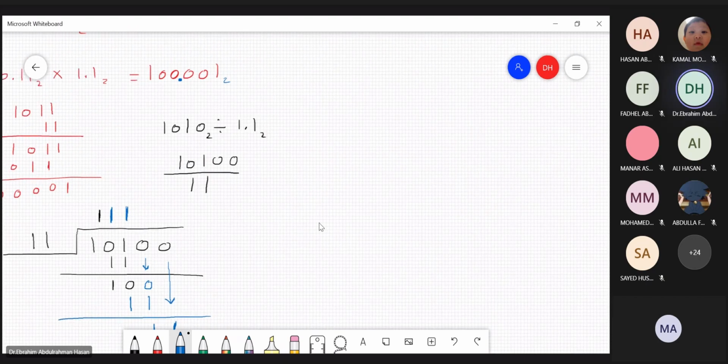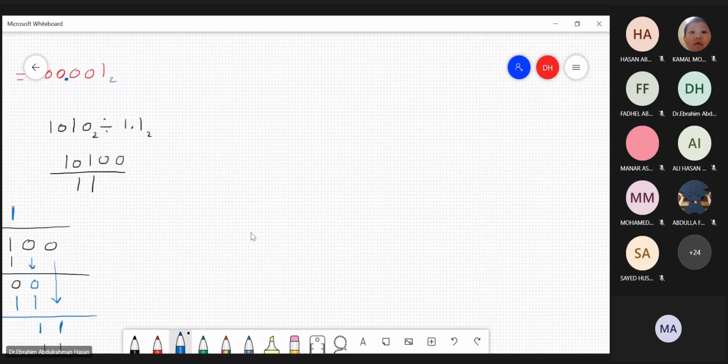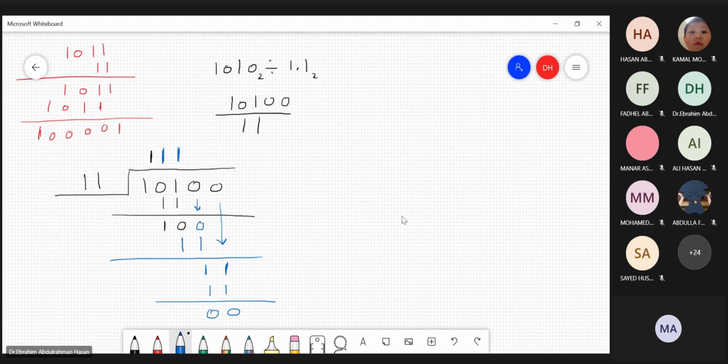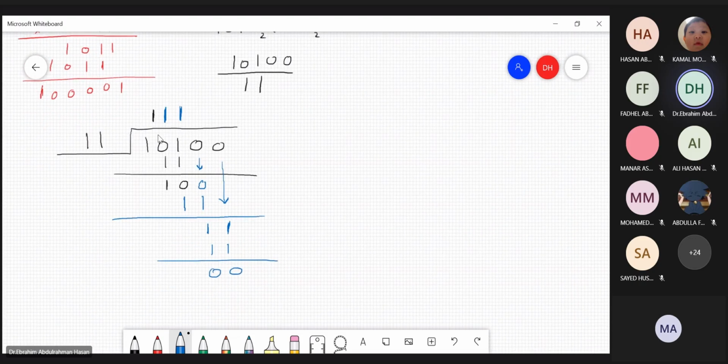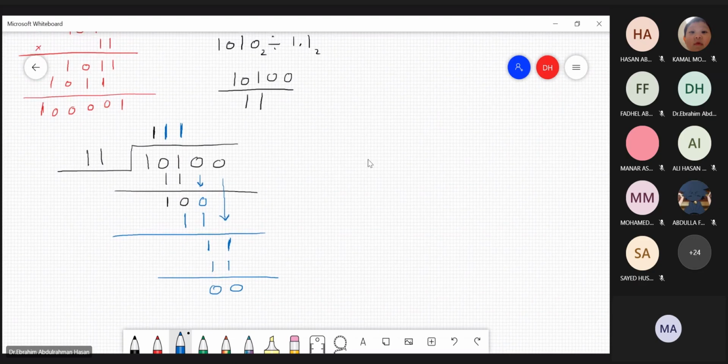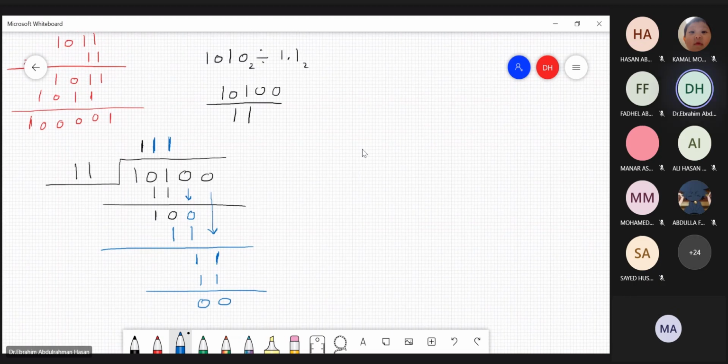Let's learn from some mistakes. It's 10100 divided by 11. So we remove this one and put it here. So 10100.